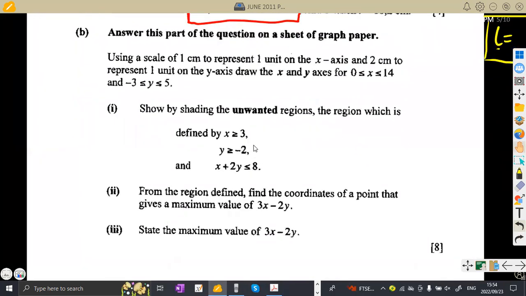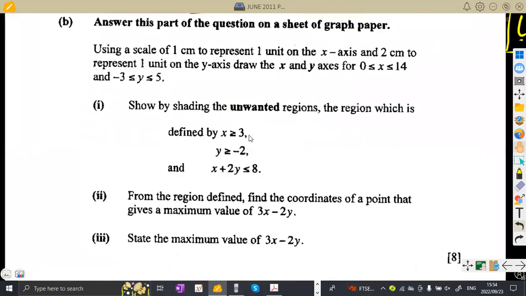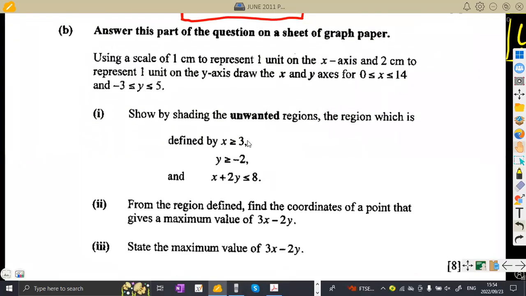Answer the whole of this part on a sheet of graph paper. So everything has to be done on a sheet of graph paper, guys. Represent the following inequalities, and take note about the scale here. It's 1 centimeter to represent 1 unit. Remember, as we know, the complete box here is 2 centimeters. So now they are saying 1 centimeter is half a box. So 2 centimeters actually represents 2 units for both.